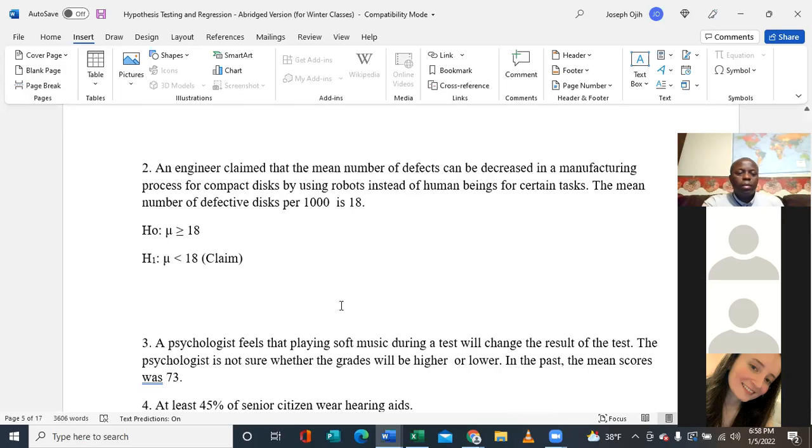Let's see. Now, any question on this one? Please, can you explain again, please? That means we can say that the mean number of defects can be decreased. So that means mean less than 18 is the claim, since you can only use less than in the alternative. Then the null says the opposite of that, which means it can be increased. But since you cannot use the greater than symbol here, in that case H0 is the symbol for null, and H1 is the symbol for alternative.